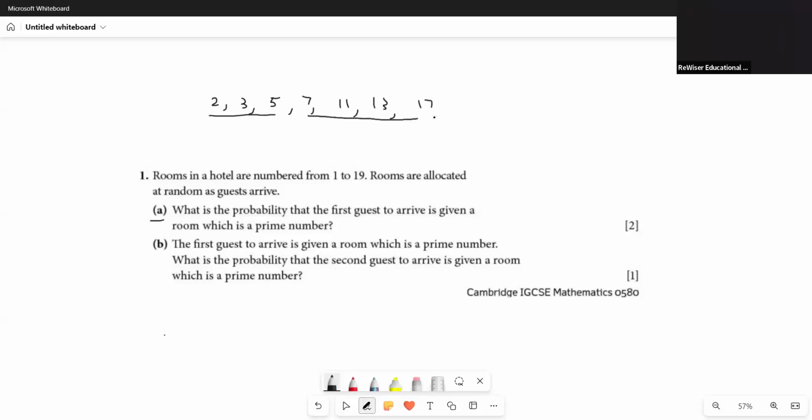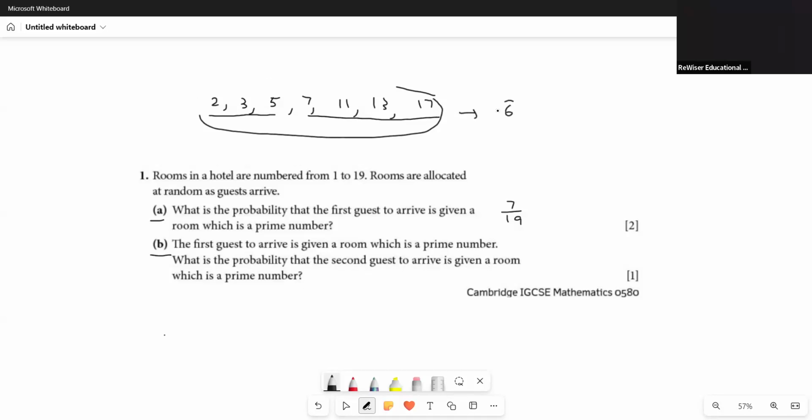So suppose there are 7 prime numbers. In this case, the probability has to be 7 over 19. Now, part B of the question said the first guest to arrive is given a room, which is a prime number. What is the probability the second guest to arrive is given a room, which is a prime number also? So that literally means out of these 7 prime numbers, 1 prime number is allocated.